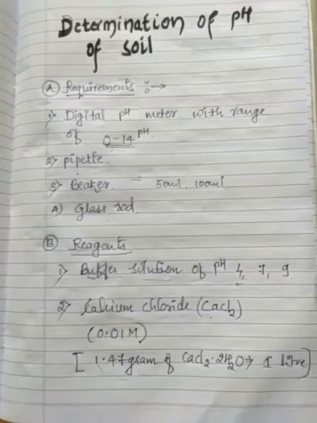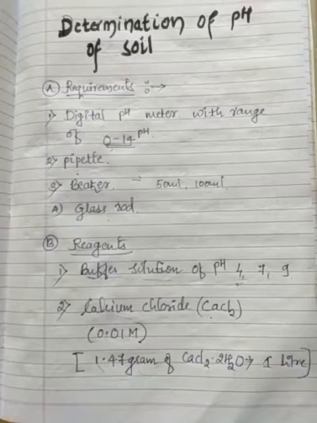Okay. The next part we are going to deal with is the determination of pH of soil. This is one of the experiments where we will perform how to determine the pH of our normal soil, whether our soil is basic in nature, acidic in nature, or neutral in nature.